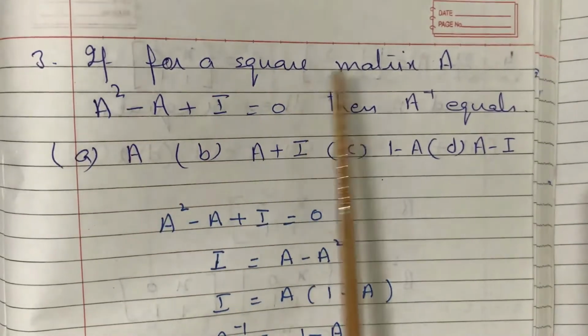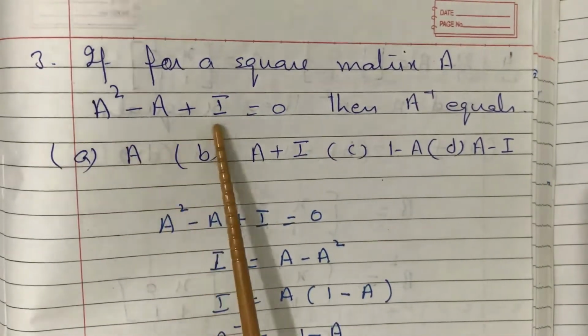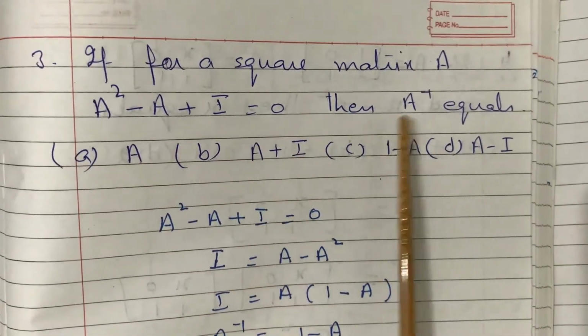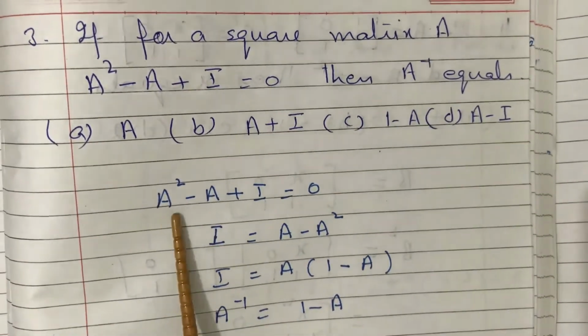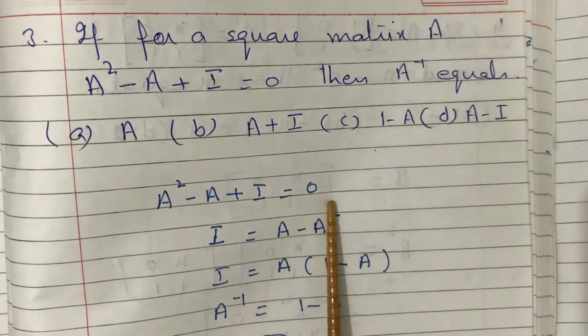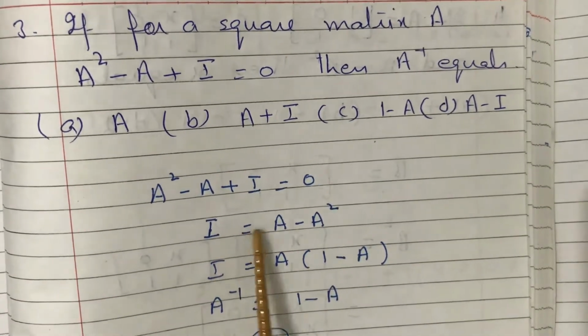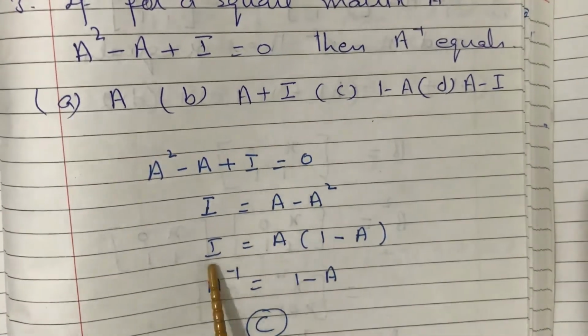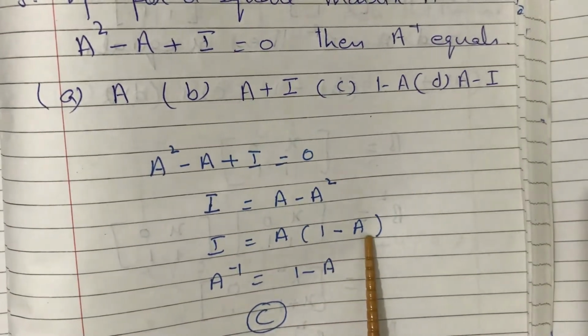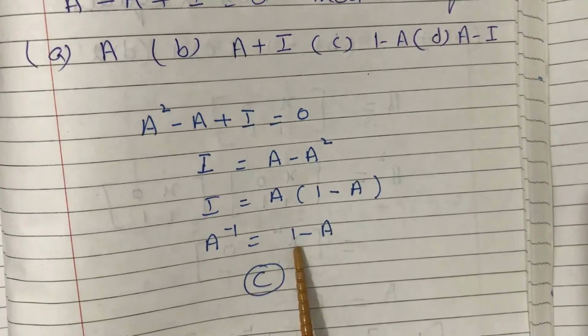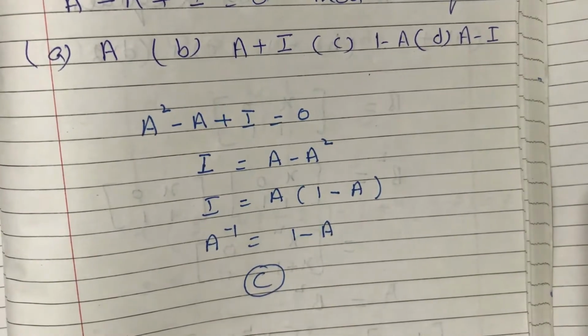If for a square matrix A, A square minus A plus I is equal to 0, then A inverse is equal to, again 4 options. Now we know A square minus A plus I is equal to 0. This is given to us. I is equal to A minus A square. I is equal to, take A common, A into 1 minus A in the bracket. So A inverse is equal to 1 minus A. So C is the option.